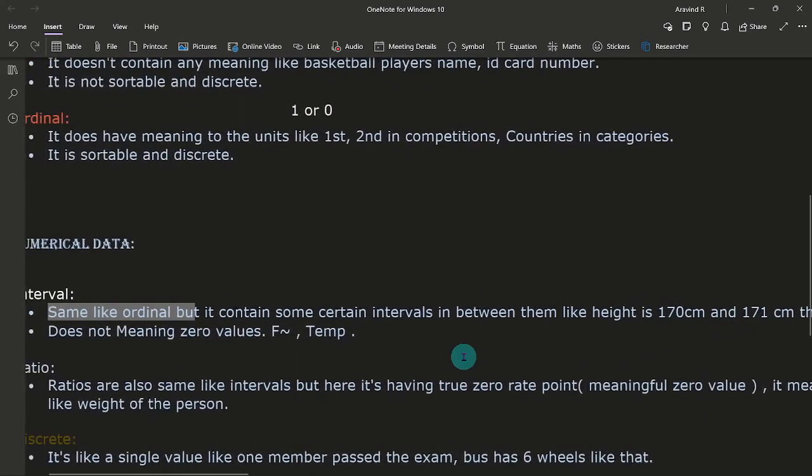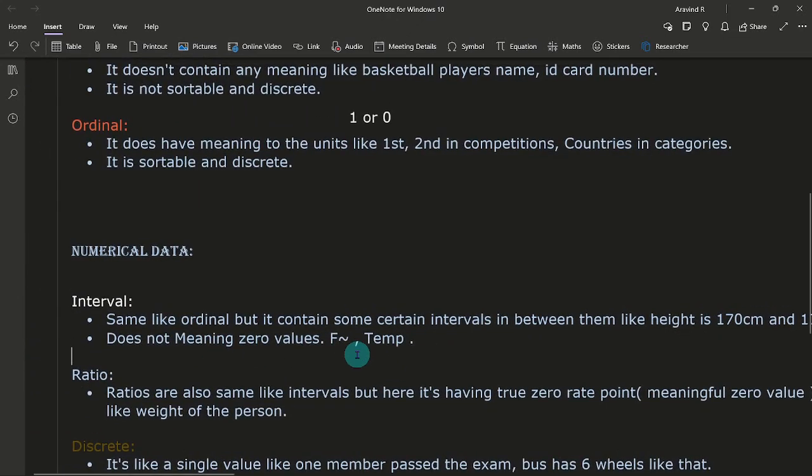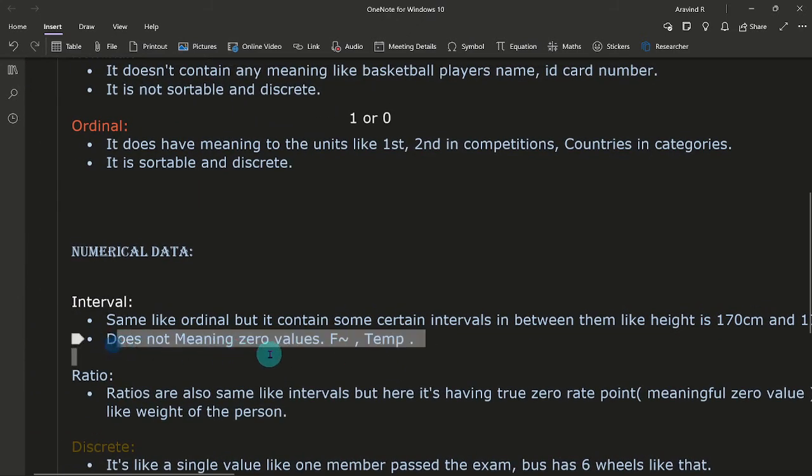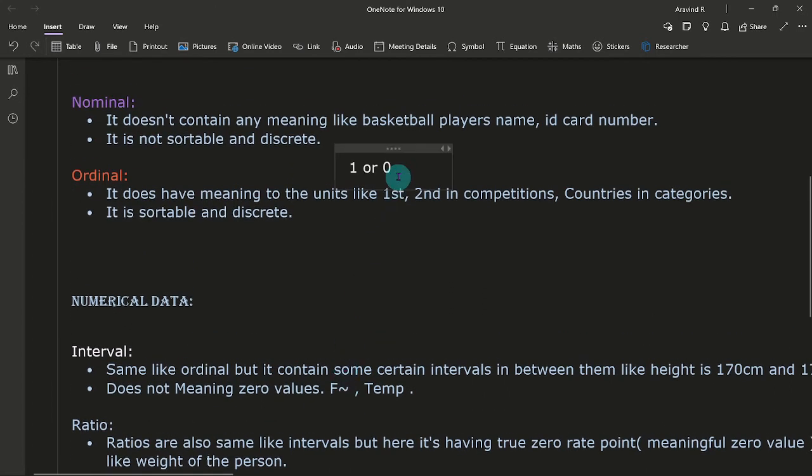What I told you before, right? So it does not mean zero. I will go for that. It does not mean zero values. Example, Fahrenheit, temperature. What is it? Same like ordinal. We have looked at ordinal, right?